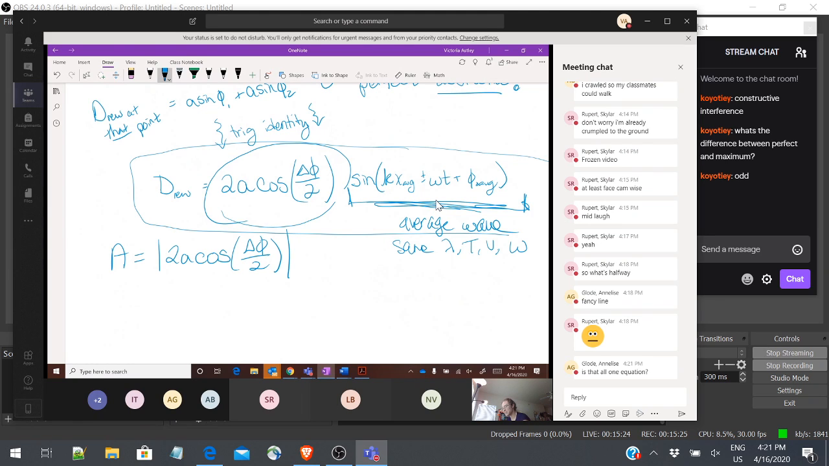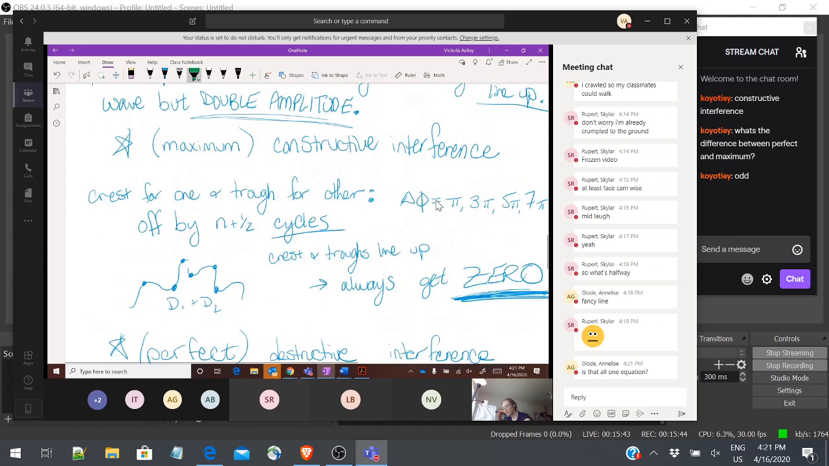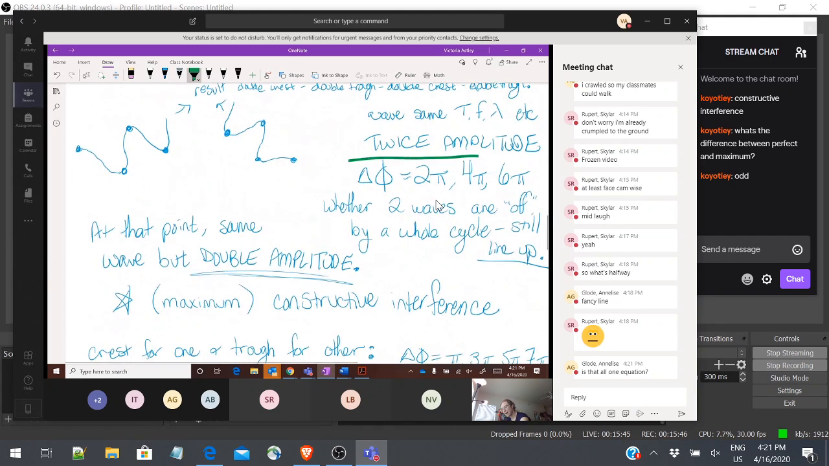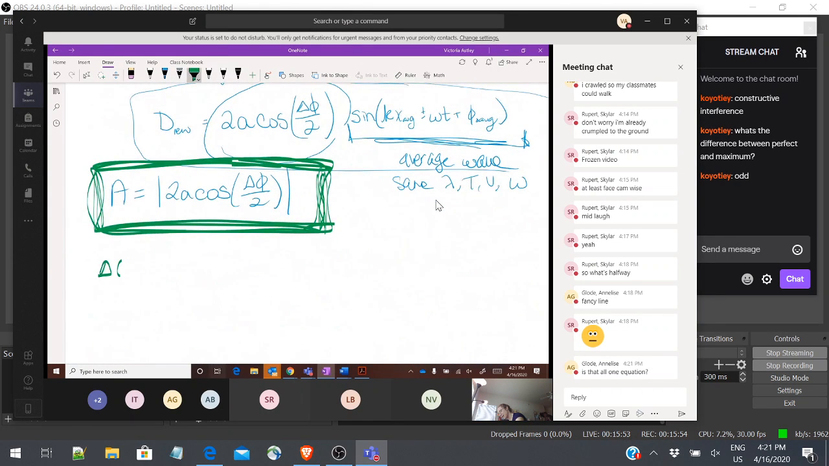The bit that's on your formula sheet is this bit. And this is the bit you're going to use. So the amplitude of your combined wave is the absolute value of 2a cosine delta phi over 2. So if we look back up here, we had when delta phi was some multiple of 2 pi, right? Delta phi equals 2 pi, 4 pi. This is when we had double crests and double troughs.